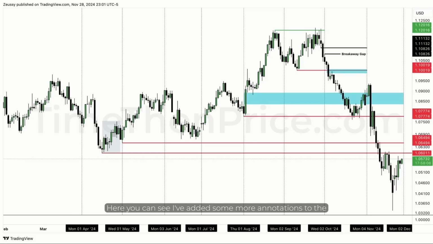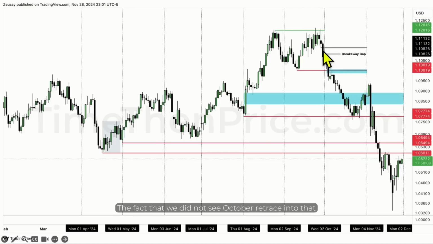Here you can see I've added some more annotations to the chart. And what you can see is that I've annotated imbalances. First of all, you can see that I've annotated this BC right here. This was the first BC which formed throughout the month of August. And you can see that I've annotated this CB. This CB formed near the end of September and the beginning of the month of October. This CB was a breakaway gap.